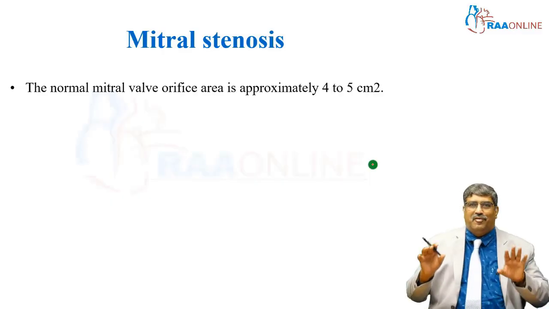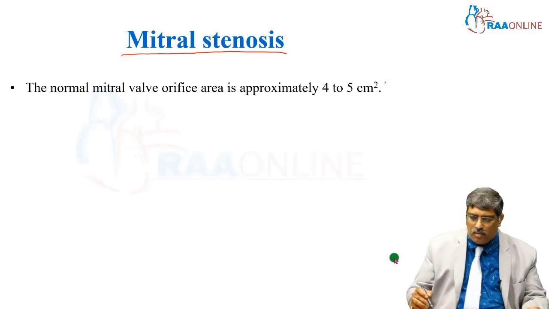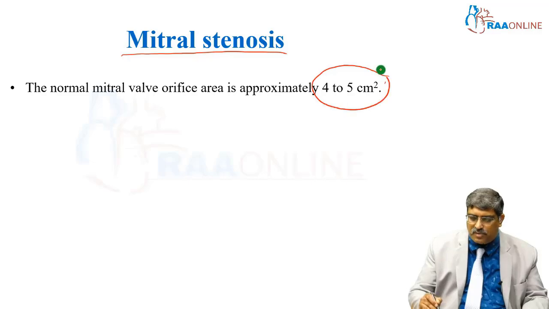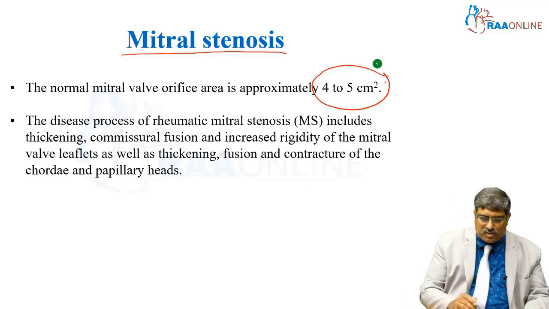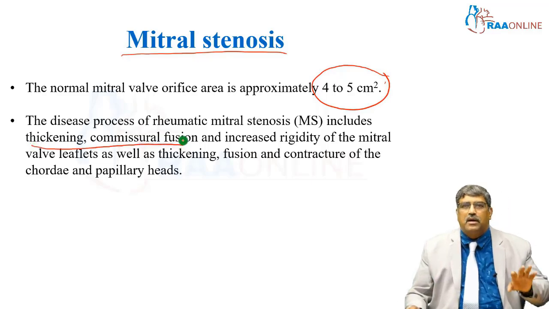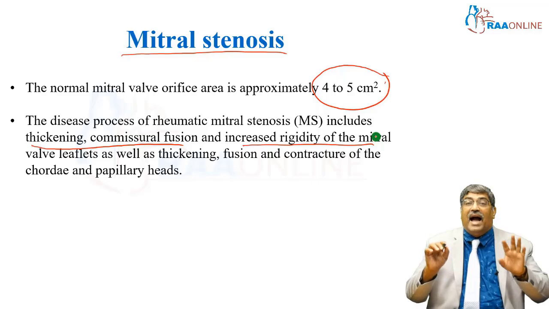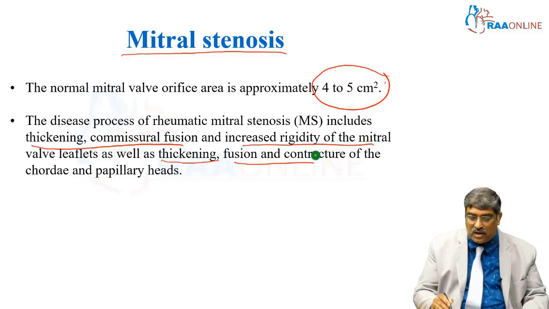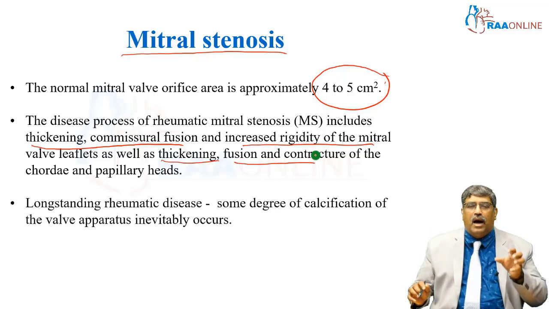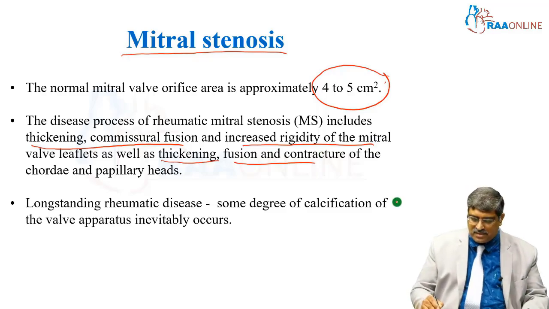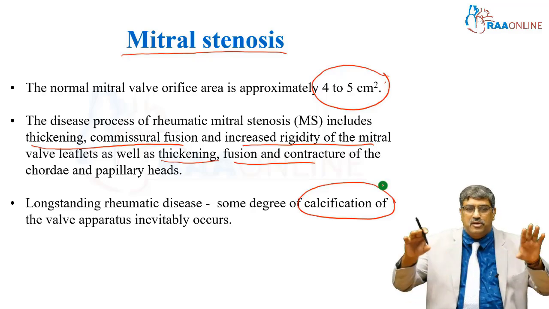Now coming to the first pathology of mitral valve, which is mitral stenosis. The normal mitral valve orifice area is approximately 4 to 5 centimeters square. With rheumatic mitral stenosis, there is going to be thickening, commissural fusion and increased rigidity of the mitral valve leaflet, as well as thickening, fusion and contracture of the subvalvular apparatus, that is the chordae and the papillary head. And with long-standing rheumatic disease, calcium may get deposited at the stenosed valve and might increase the stenosis further.